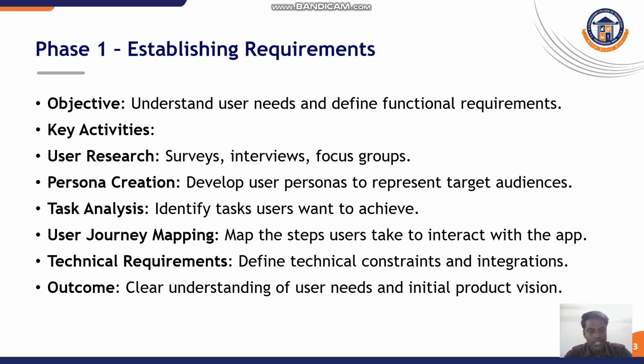Next one is technical requirements. Define technical constraints and integration. If I want to achieve the goals of the user, what are all the feasibilities I have to check? That means technical feasibility, whether it is applicable or whether I'm able to deliver the product on time or not, that we have to do. That is called my technical requirements. And then clearly state the outcome, so clearly understand the user needs and initial product vision. These are all the steps that we have to follow in phase one, establishing requirements.